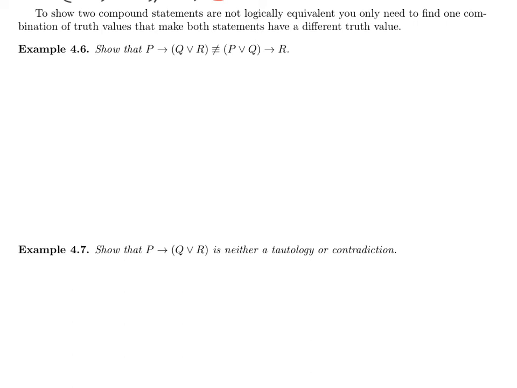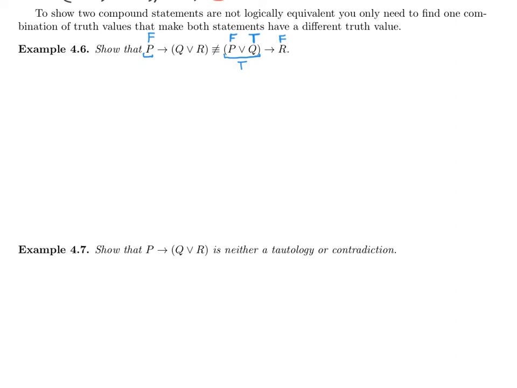So, the first thing that I notice is that, well, here I just have P, here I have P or Q. So I can make the if part of the right-hand side true by making Q true and P false. If I do that, that makes the if part of the left-hand side false. So this whole thing is true. So I have the if part is true. I need the then part to be false. So I'll make R false here.